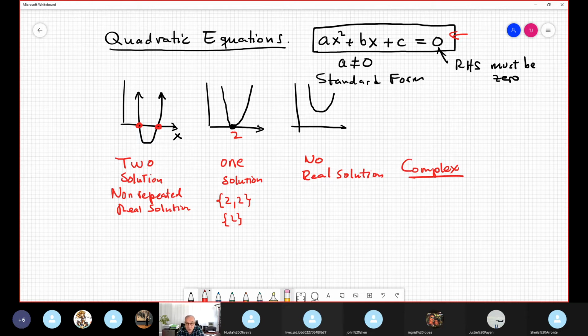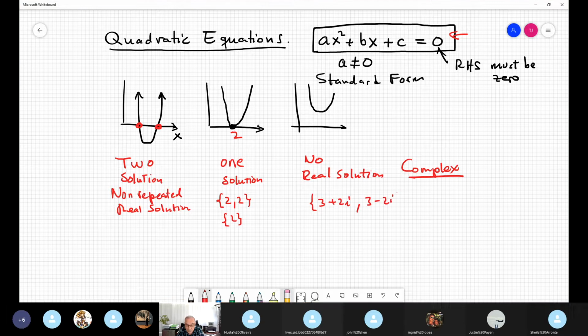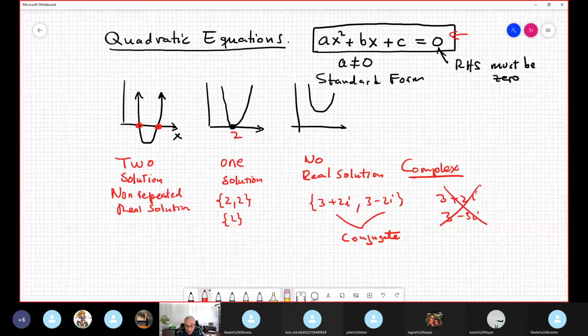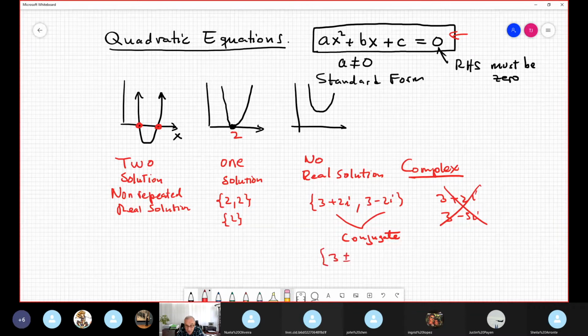Or the solutions are complex. When this situation happens, the solutions come as a pair of conjugates. Suppose 3 plus 2i, comma, 3 minus 2i. They are conjugates. Always. You cannot have, for example, 3 plus 2i and another solution 3 minus 5i. No, it's impossible. It's exactly the same, like a family, but it's a conjugate. So for the imaginary part, one is positive, another is negative. Some people prefer to write it like that: 3 plus or minus 2i. That situation always happens. Okay?